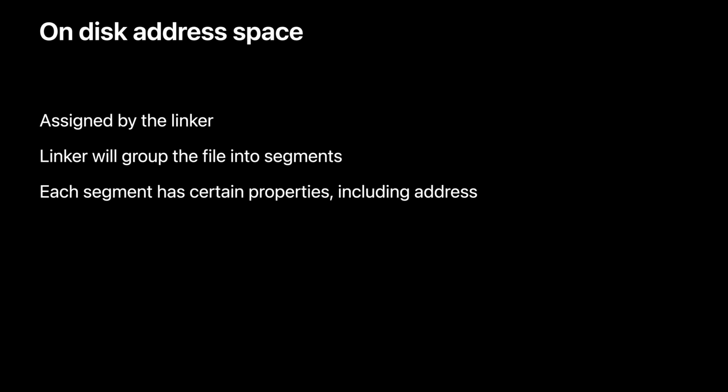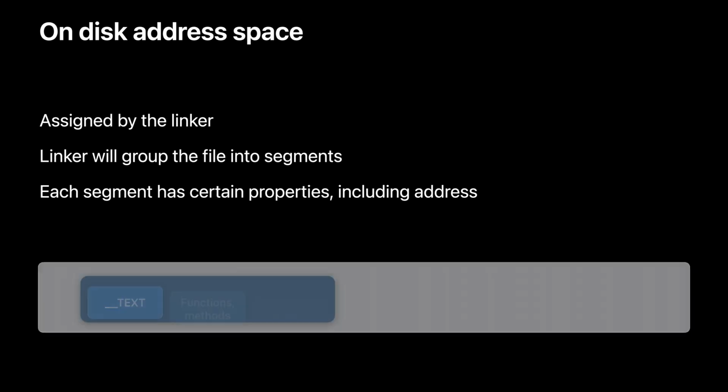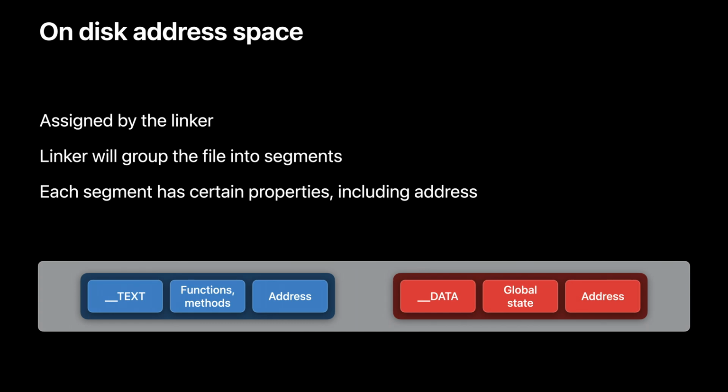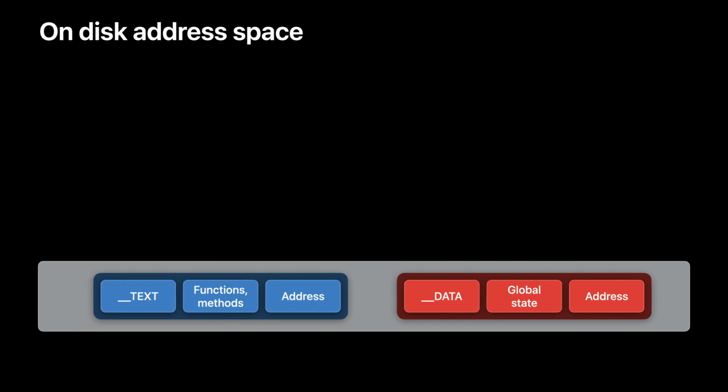These addresses are assigned by the linker when you build your app. Specifically, the linker groups your binary into segments. Each segment contains related data and has properties, such as a name, a size, and its assigned address. For example, the text segment of your binary contains all of the functions and methods you've written, and the data segment contains program-wide state, such as global variables. Each of these segments gets assigned a different address such that they don't overlap.